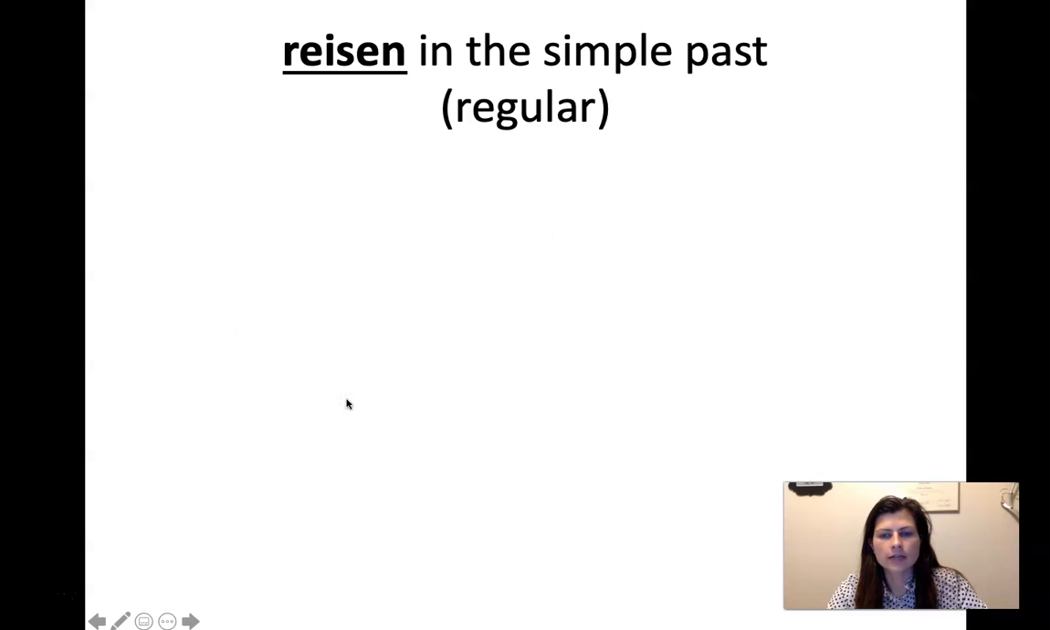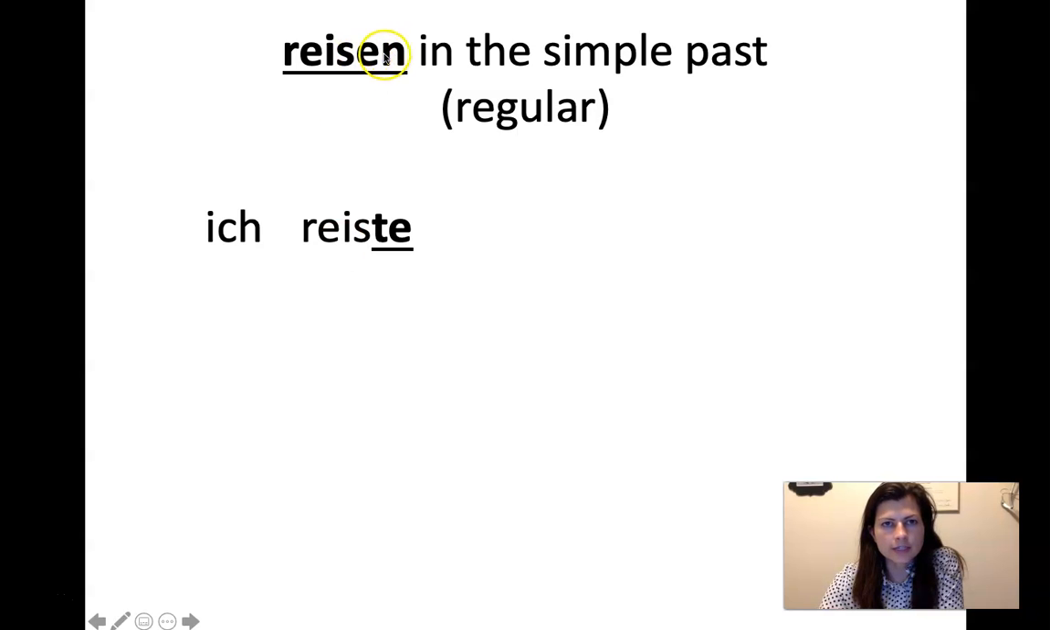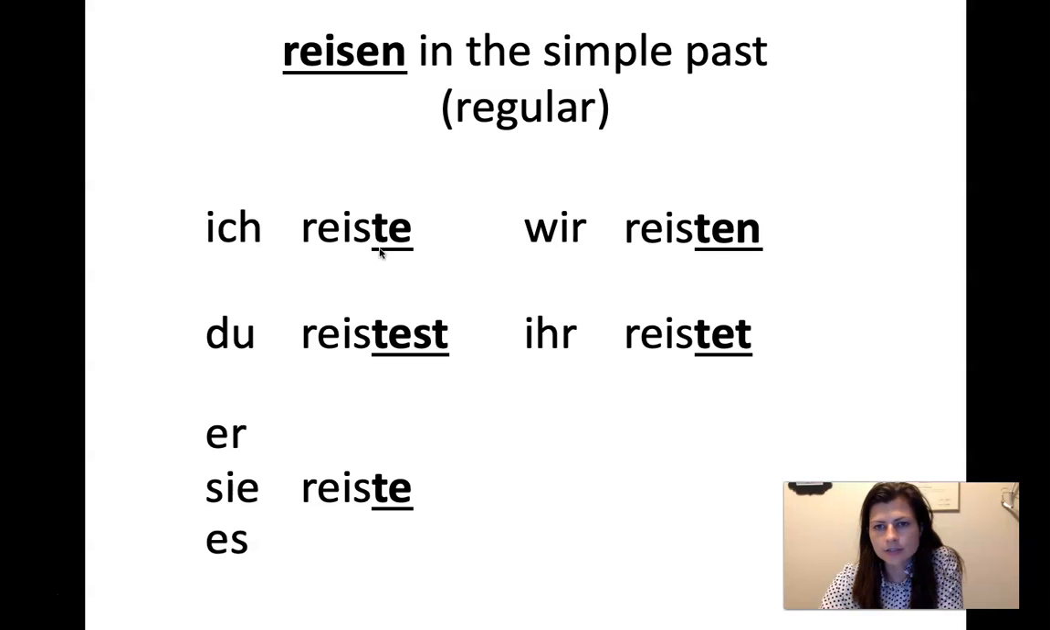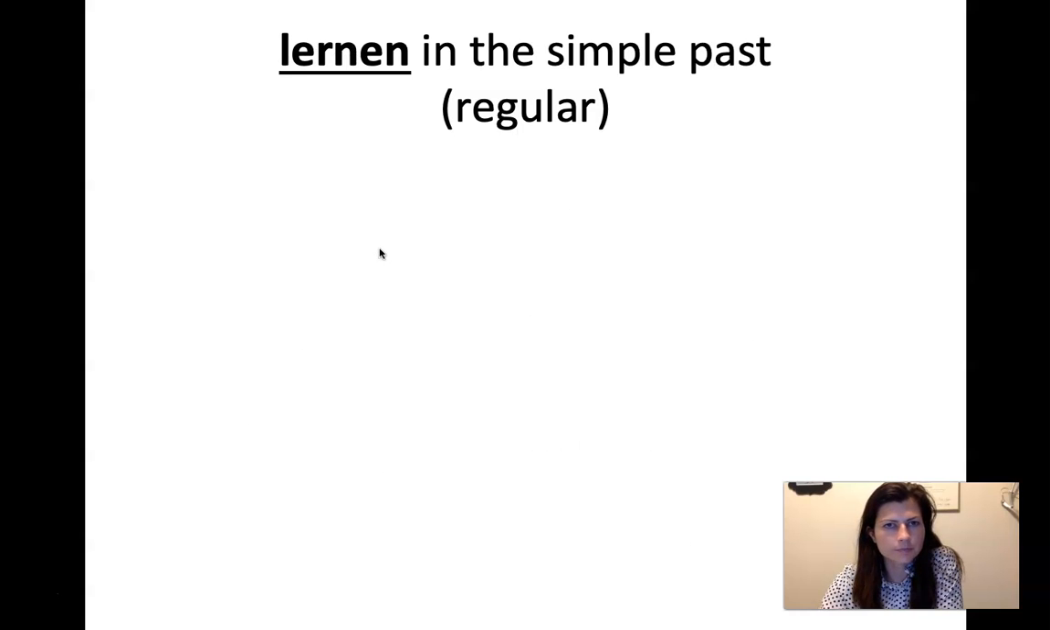So let's look at another regular verb. This is like spielen, reisen. It's going to be regular. Ich reiste. So we take off the en. We've got our stem, which is reis, and then we add our endings. Ich reiste, which means I traveled. Du reistest. You traveled. Sie, es reiste. He, she, it traveled. Wir reisten. We traveled. Ihr reistet. You traveled. Sie reisten.